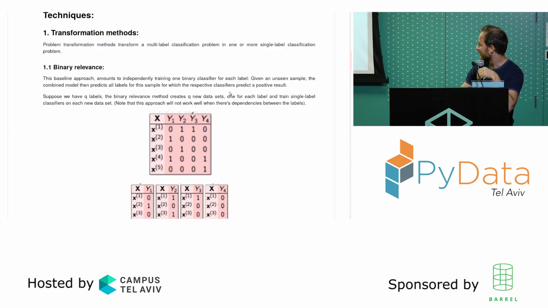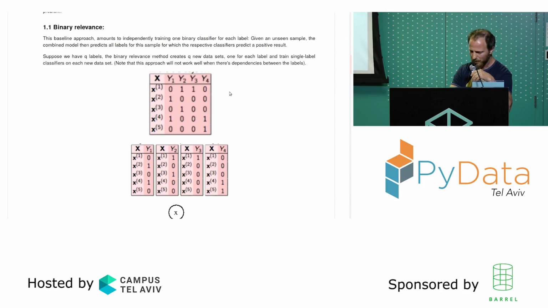The first technique is the transformation methods, which is actually to take the multi-label problem and turn it into a single-label binary problem, which we know pretty well how to solve. So the binary relevance does exactly this. Suppose we have data X, and we want to label it into several labels, Y1 till Y4.